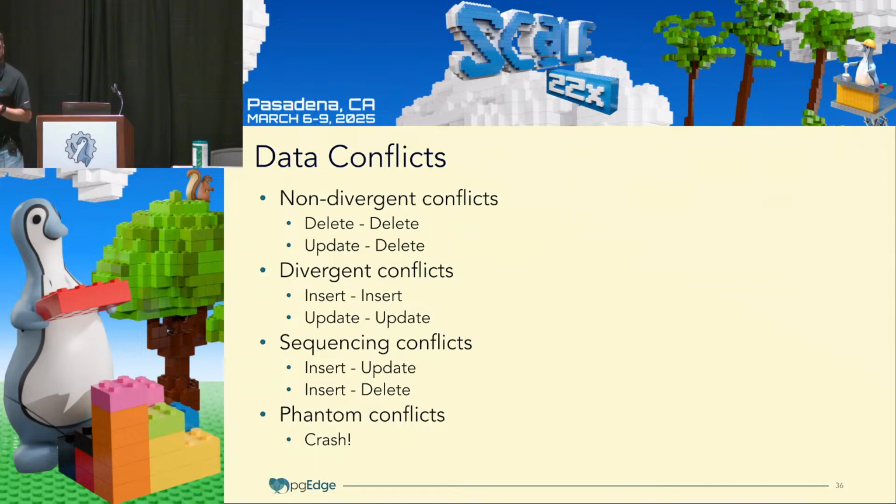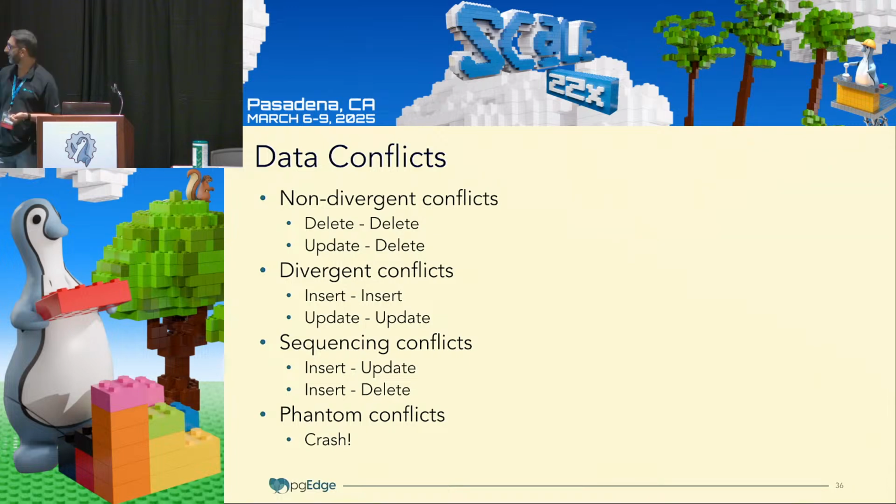You have the non-divergent conflicts, where the state of the data is consistent at the end. So you'll have the same data on both publisher and subscriber with a delete-delete conflict. So both deletes happened independently. You have an update-delete conflict. So an update happened and delete happened. What sequence doesn't matter, because if the update arrives later, it's not going to find that tuple. So you still end up having the same data on both sides.